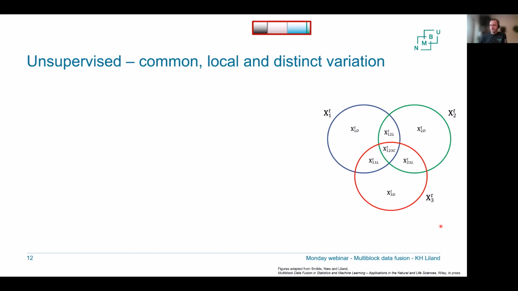And we'll again look at the shared sample mode. And the main method for this, I would claim, is DISCO. Distinct and common components.